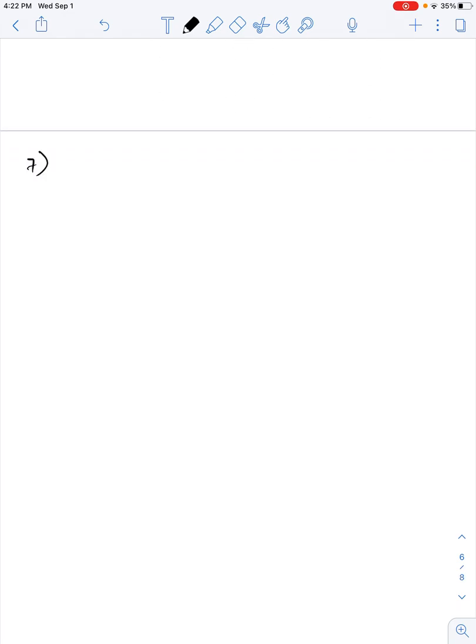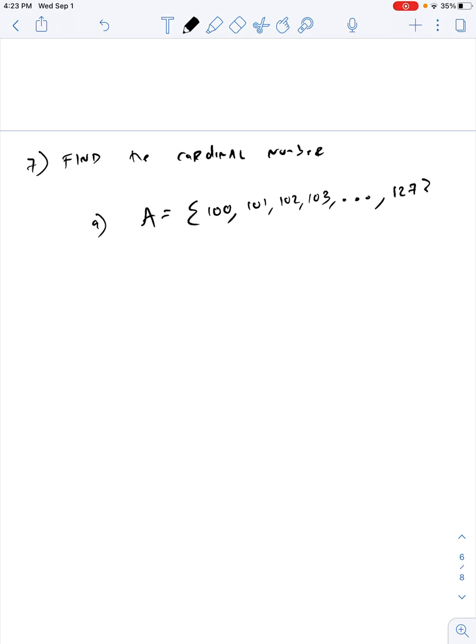Number 7. Same thing. Find the cardinal number. All right, let's go with our first one. Set A has this: 100, 101, 102, 103, dot, dot, dot, comma, 127. Right, so how can we find the amount of elements that are in here?